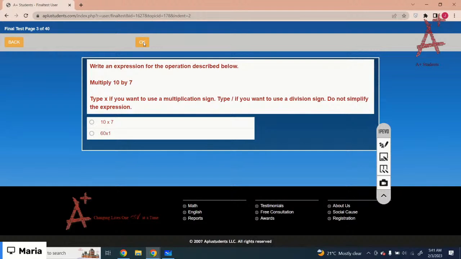The next one is write an expression for the operation described below. Multiply 10 by 7. Type the x if you want to use a multiplication sign. Type slash if you want to use a division sign. Do not simplify the expression. So which is the correct option? Multiply 10 by 7. That is option number 1. You have to multiply, so it will be 10 times 7. Got it?